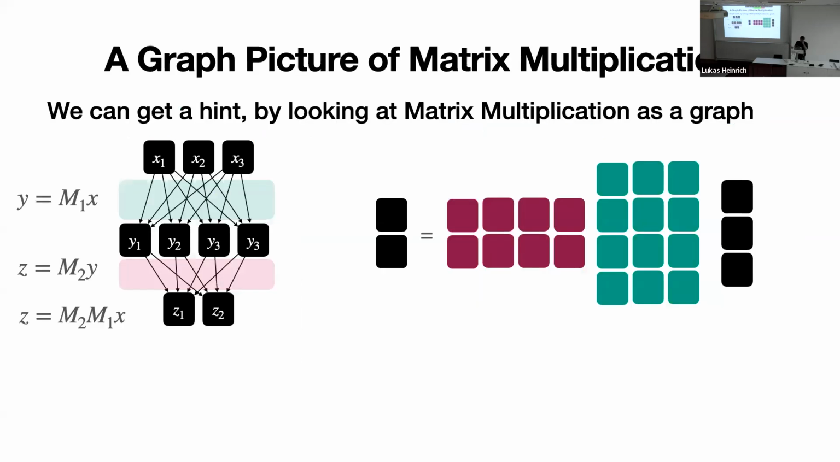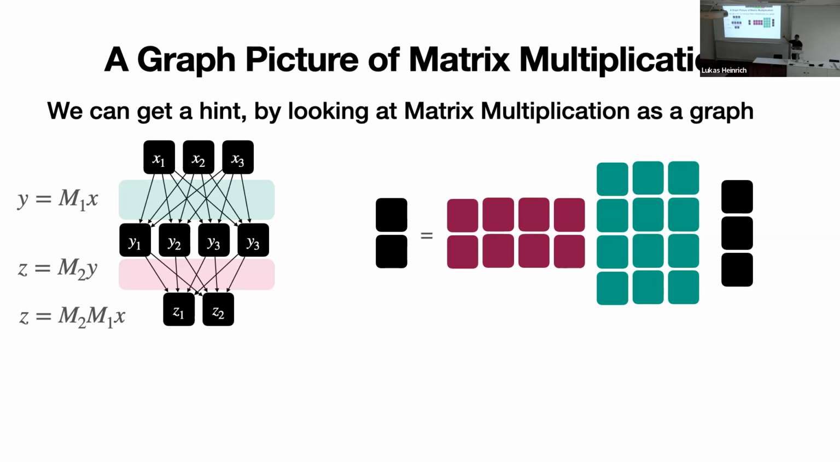In order to do this, we can try to get a hint by looking at matrix multiplication as a graph computation, right? So let's say we have our graph computation. What is the output of our first matrix multiply? We have our 3 input dimensions, and then we have a 4x3 matrix. And so the output dimension is going to be 4. So there we have 3 inputs, 4 outputs for the first step. And then we go from 4 outputs to 2 inputs, to 2 outputs later on for the second matrix multiply.